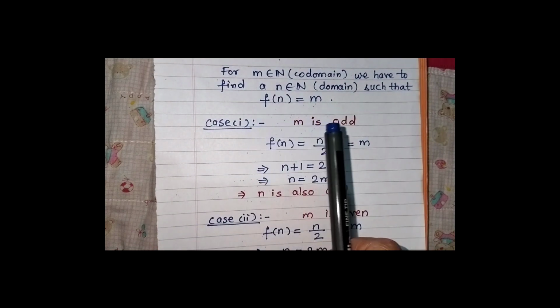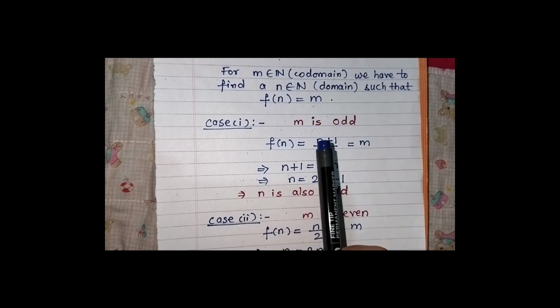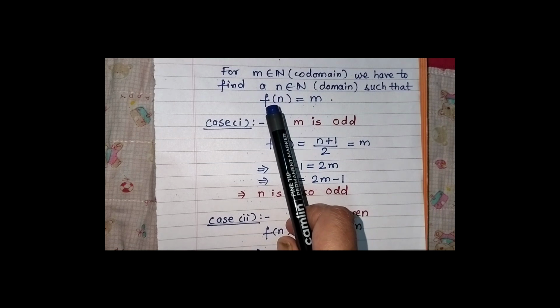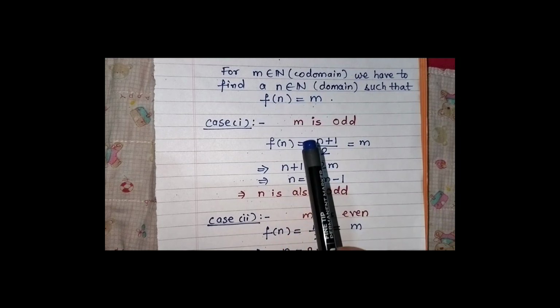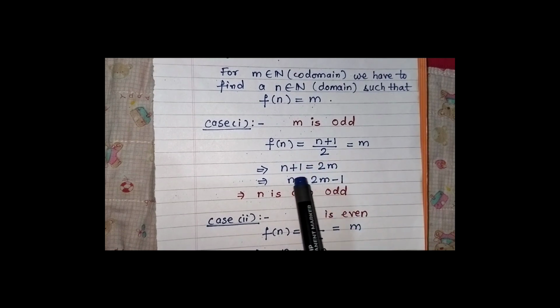So case 1 is when m is odd. Now if m is odd, what is the definition? What does f of n become? (n plus 1) upon 2. Now in this case f of n is equal to m, because we have defined that f of n should be equal to m. So according to the definition, (n plus 1) upon 2 should be equal to m. So from this you have to write n in terms of m. When you cross multiply and simplify, you will get n is equal to 2m minus 1. Now 2m minus 1 is always going to be an odd number. So that means n is also odd. So when m is odd, you will get n is odd.